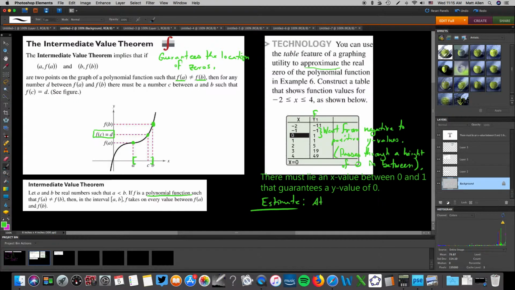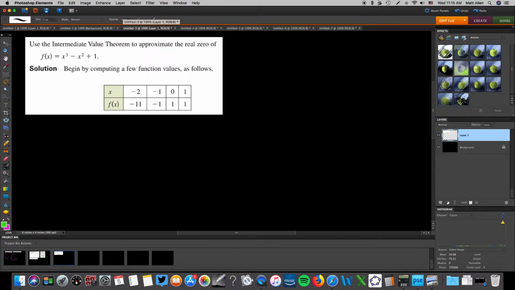So at x equals approximately 0.5, we'll just put it this way, at x equals 0.5, we have a 0, or an approximate 0. So what I want to look at doing here is just using our graphing calculators to our advantage. It says use the intermediate value theorem to approximate the real 0 of this function. This table's already been made for us, and what we're looking at is just maybe computing a few values on our own if they don't have a table.